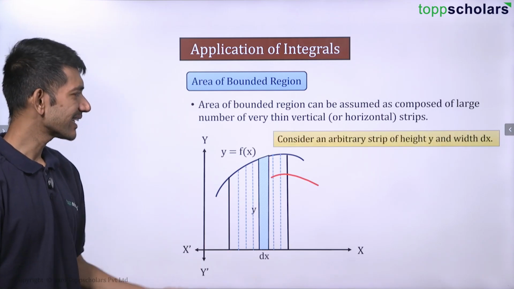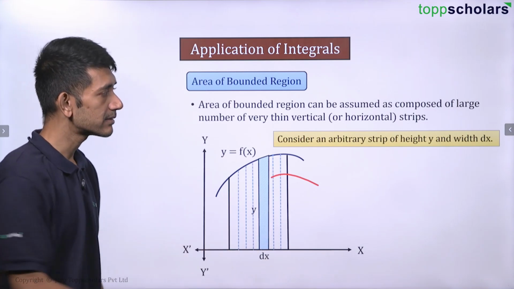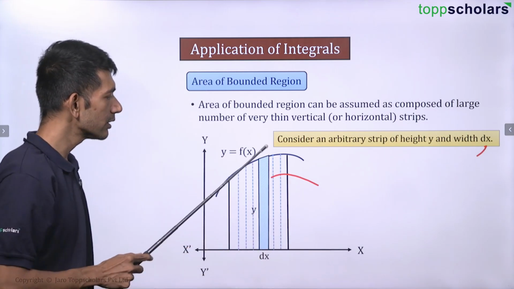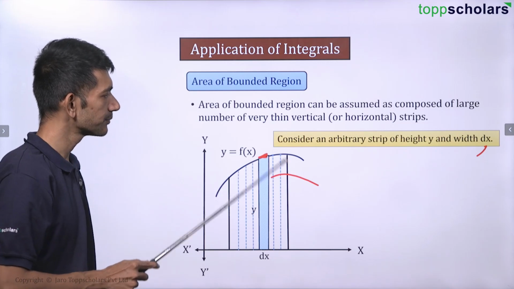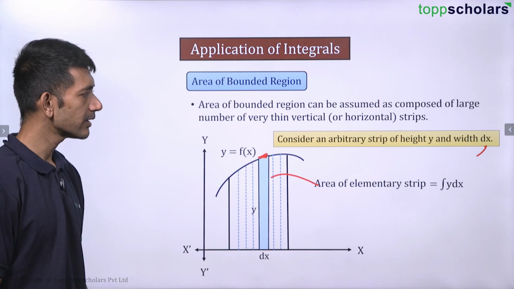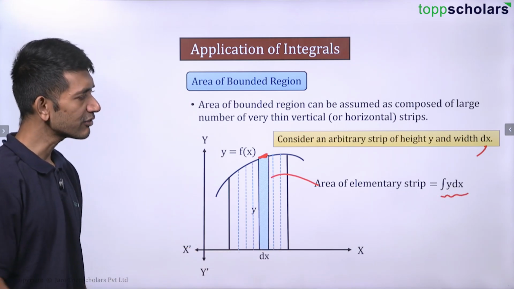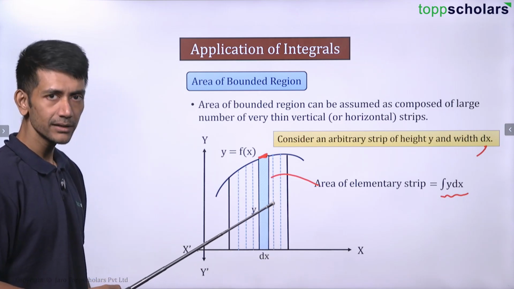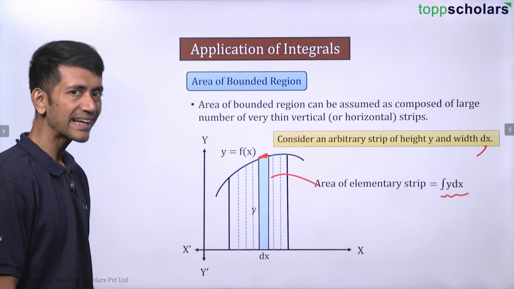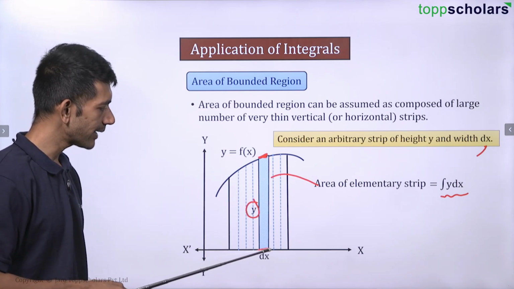So if you are considering an arbitrary strip of height y, so height is y here, and the width, as I said, is very small. The width over here is dx. In reality, it is smaller than this. So the area of this strip is nothing but integration of y dx, right? Why y dx? Because see, this is a rectangle, isn't it? And what is the formula to find out the area of a rectangle? Length into breadth. See, length is y, the breadth is dx.